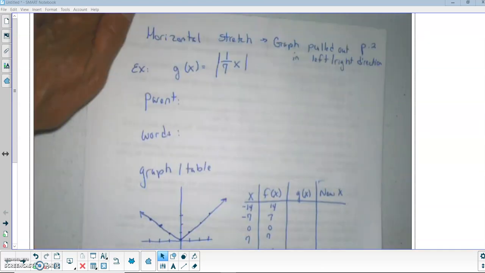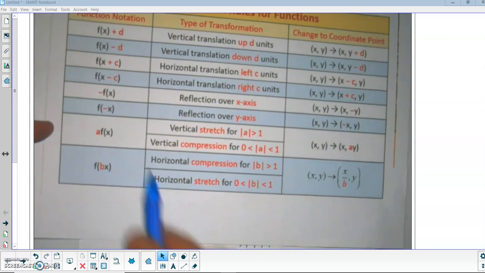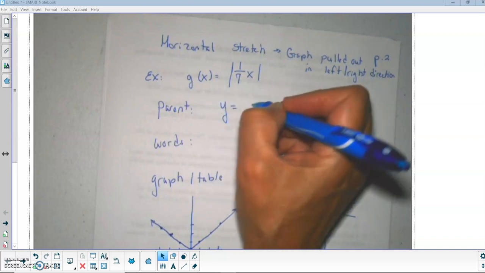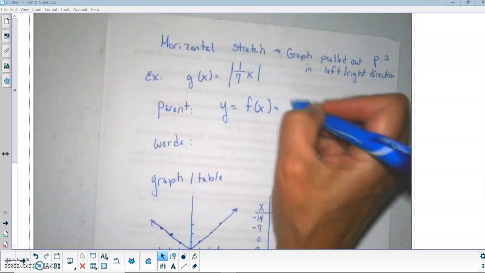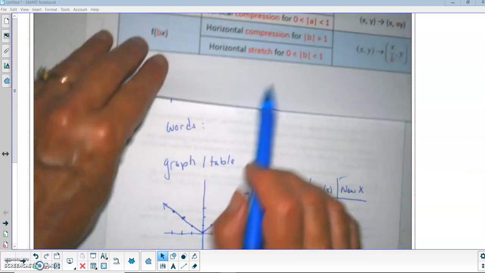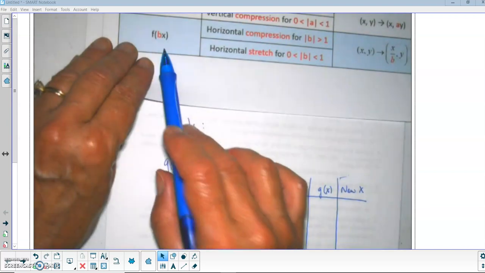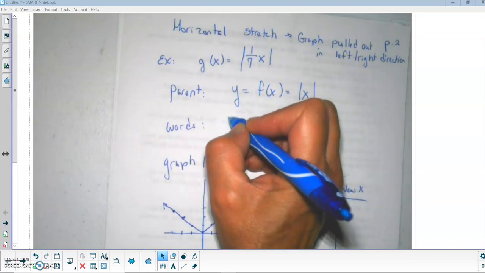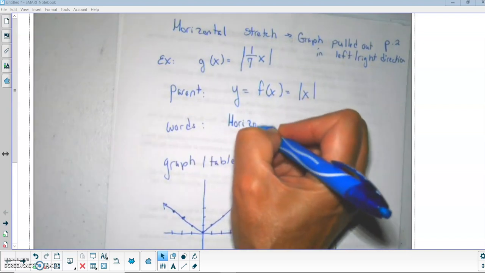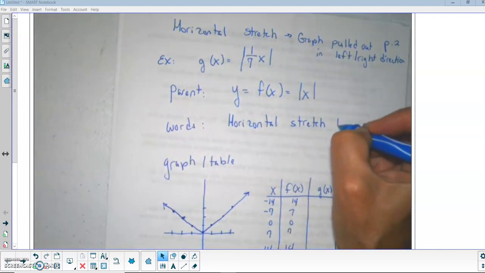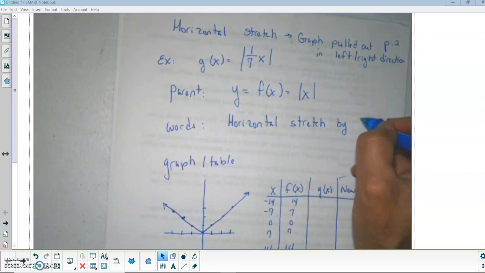All right, so last one. This time we have a horizontal stretch. Again, referencing the table, everything comes off of this little chart. And this time the parent is still the same absolute value graph. We know that we are changing the x's because the 1/7 is attached to the x. It's inside of the function operator. So we're going to have a horizontal stretch. We have to indicate if it's horizontal or vertical, and then the type, it's a stretch, and then by a factor of 1/7.